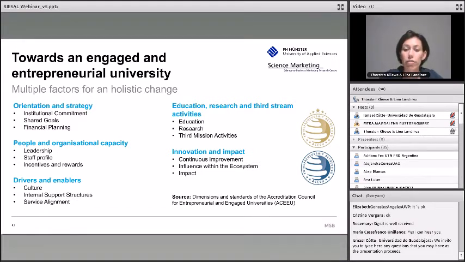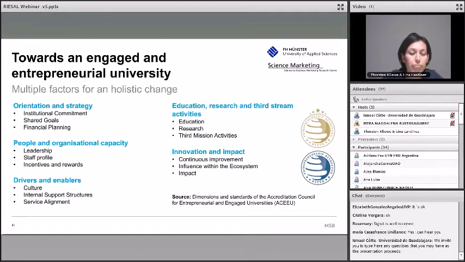We know that an engaged entrepreneurial university has different characteristics than a university that only focuses on education and research. Here we present an example of how different dimensions and characteristics need to change for this type of university. We're taking this from ACEU, the Accreditation Council for Entrepreneurial and Engaged Universities, and they use this framework to analyze how universities are on each of these dimensions and what they will need to do to improve in the engagement level and entrepreneurial level in their region.